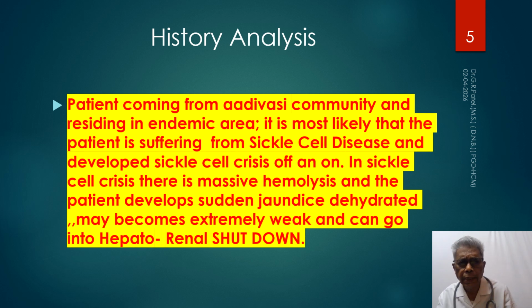History analysis. What do we get from the history? Patient coming from Adivasi community and residing in endemic area. It is most likely that the patient is suffering from sickle cell disease and develops sickle cell crisis off and on. In sickle cell crisis, there is massive hemolysis and the patient develops sudden jaundice, dehydration, and may become extremely weak and can go into hepatorenal shutdown. This is a serious complication of sickle cell crisis. And the patient might develop thromboembolism of a pulmonary vein and can succumb to the disease.